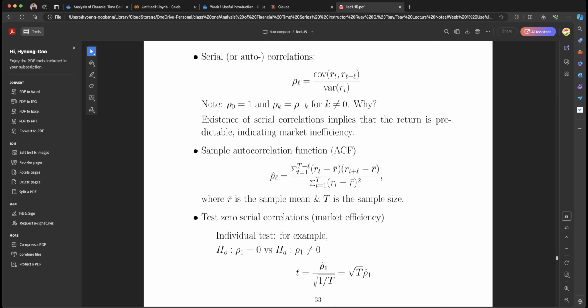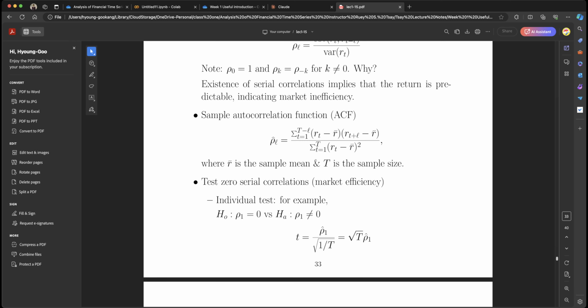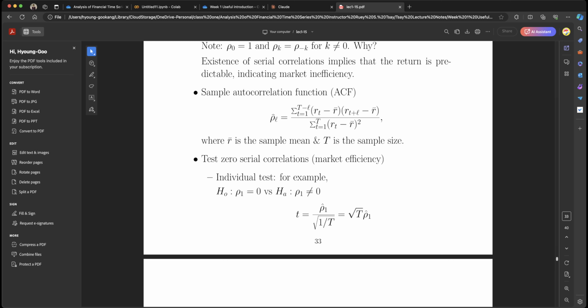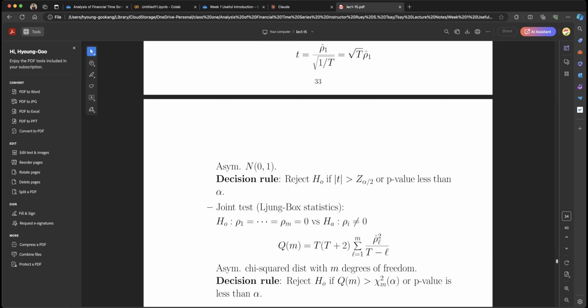Now we can test for zero serial correlation, which tells us whether the market is inefficient or not. An individual test, for example, is whether rho 1 is 0 or not. Is there a serial correlation with history? The decision rule is to reject if this is greater than some threshold number or less than a threshold number.